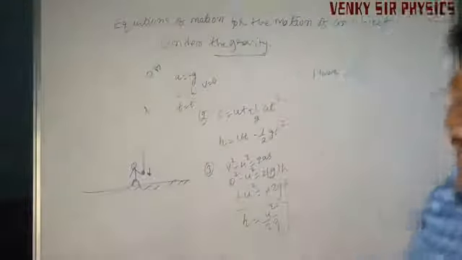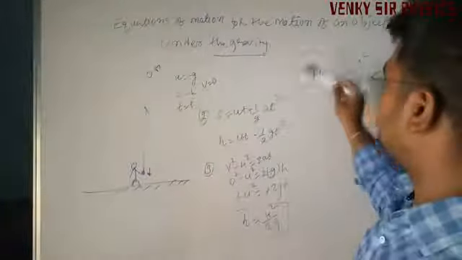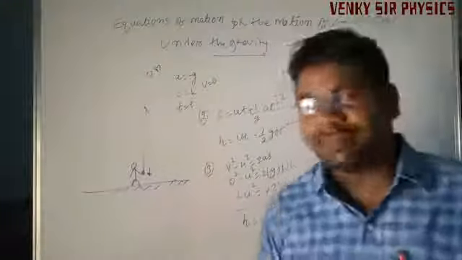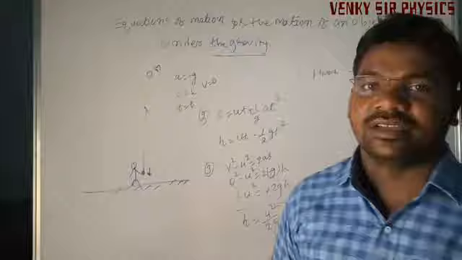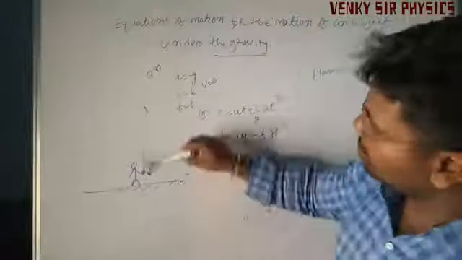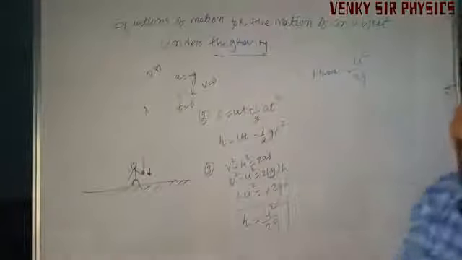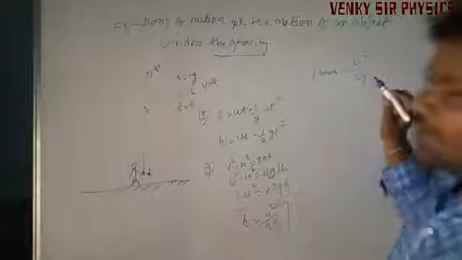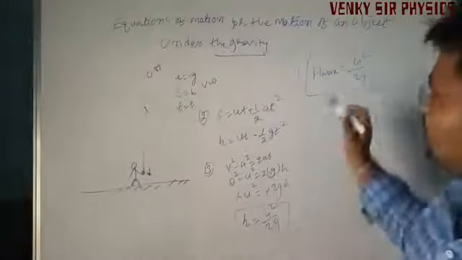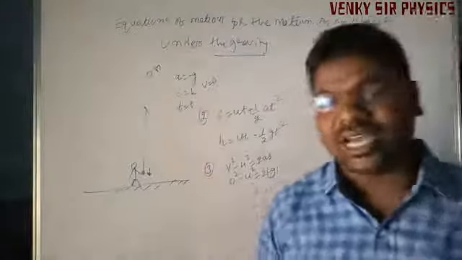Maximum height, or h max, is defined as the maximum vertical displacement covered by a body. From A to B, that height we can denote h max. h max is equal to u square by 2g. So these are the formulas we use to find solutions to problems in kinematics.